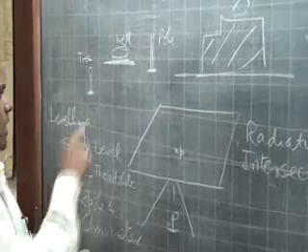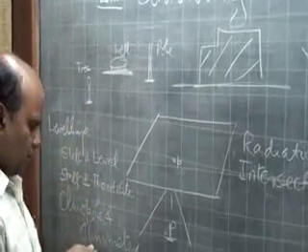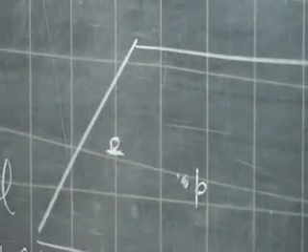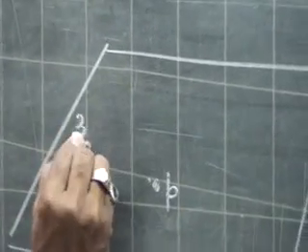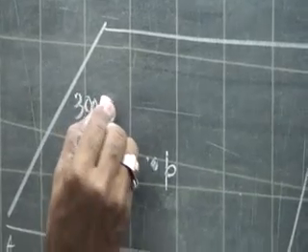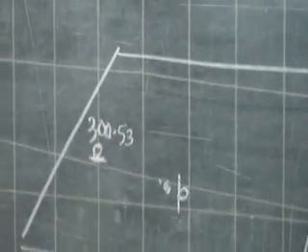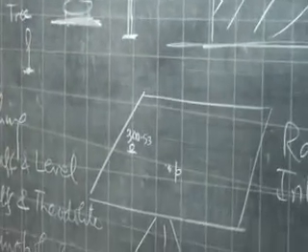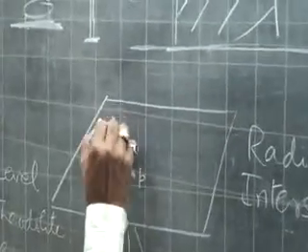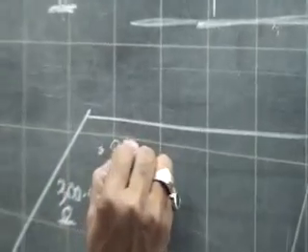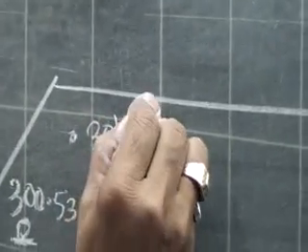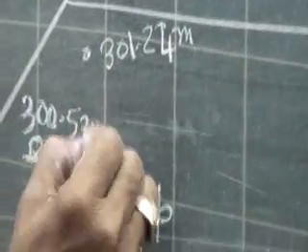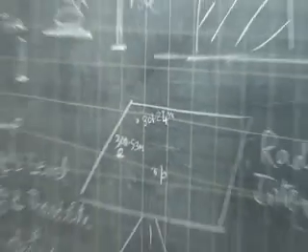So suppose the elevation of this base of the tree, which I have already plotted, elevation comes out to be 300.53 meter. Now we will determine the elevation of the well location. So elevation of the well location, suppose this comes out to be 301.24 meter. So we will write the elevation values on the plane table itself.